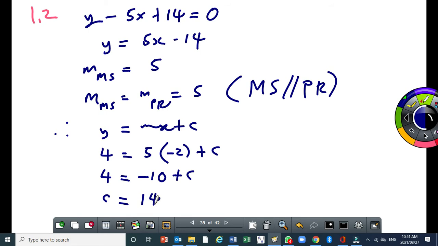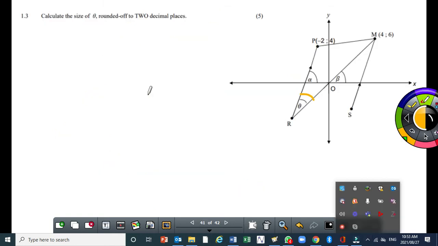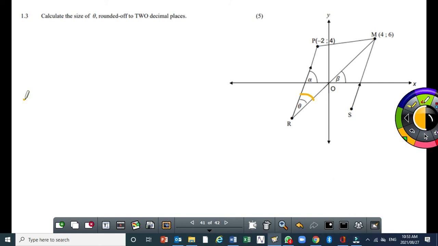Okay? So now that we have got c equal to 14, it means I can write the final equation. Let me recalibrate. Concept of angle of inclination. So this is how I would approach the question. I don't know how some of you did, but most of you did. So what I'm going to do is I'll find the size of this angle. It's vertically opposite to that.